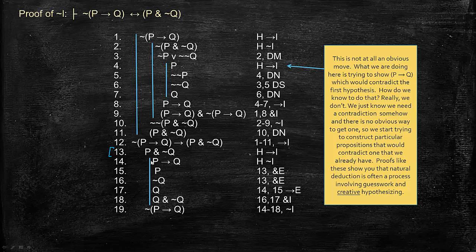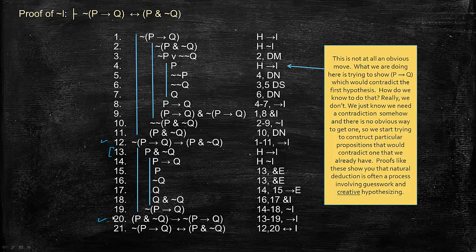And now, of course, we've got our conditional. So now we're not done completely, but we're very close because we now have 12 and 20. So now we assert the biconditional, and we have proved our rule.